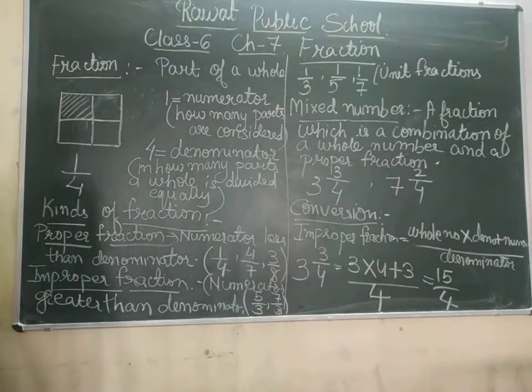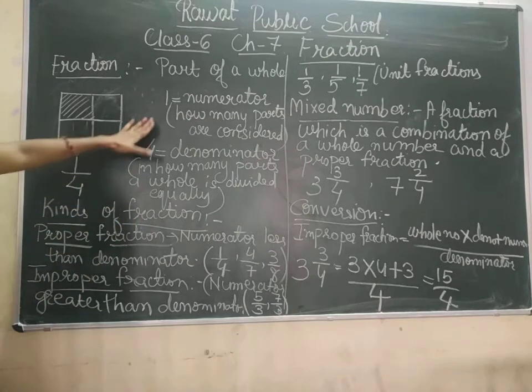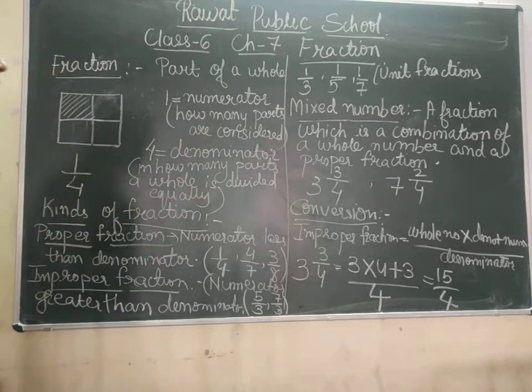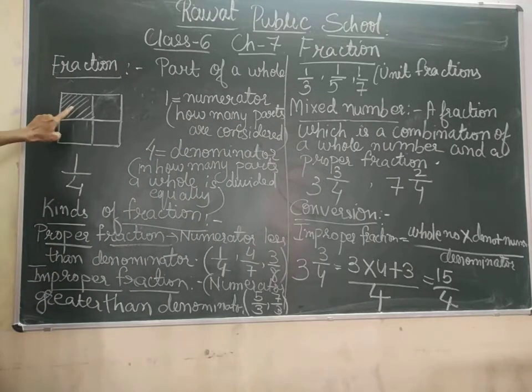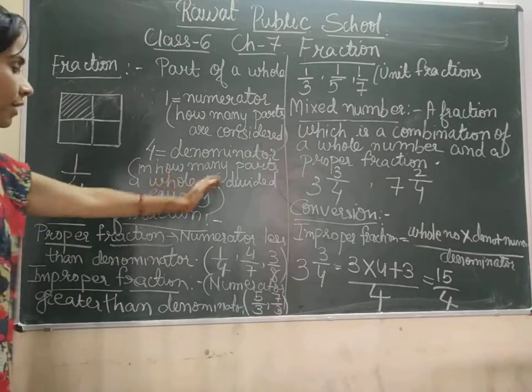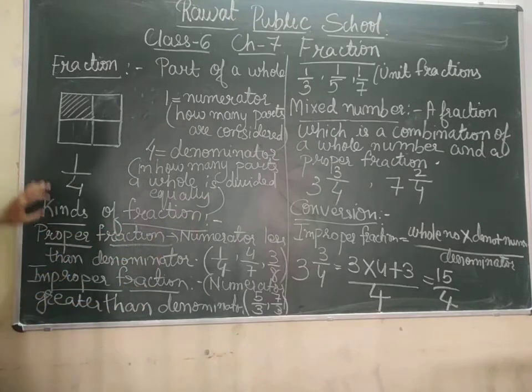Now for example, as you can see, this is a box and 4 parts are there in this box. Here I have shaded one part, so I will write it as 1/4. The fraction of the shaded part will be 1/4. Here 1 is what? The numerator, which tells us how many parts are considered. So how many parts are considered here? 1 part, which is shaded. Here 4 is the denominator. It tells us in how many parts a whole is divided equally. So the whole is divided equally in how many parts? 4 parts. So we will write 1/4.